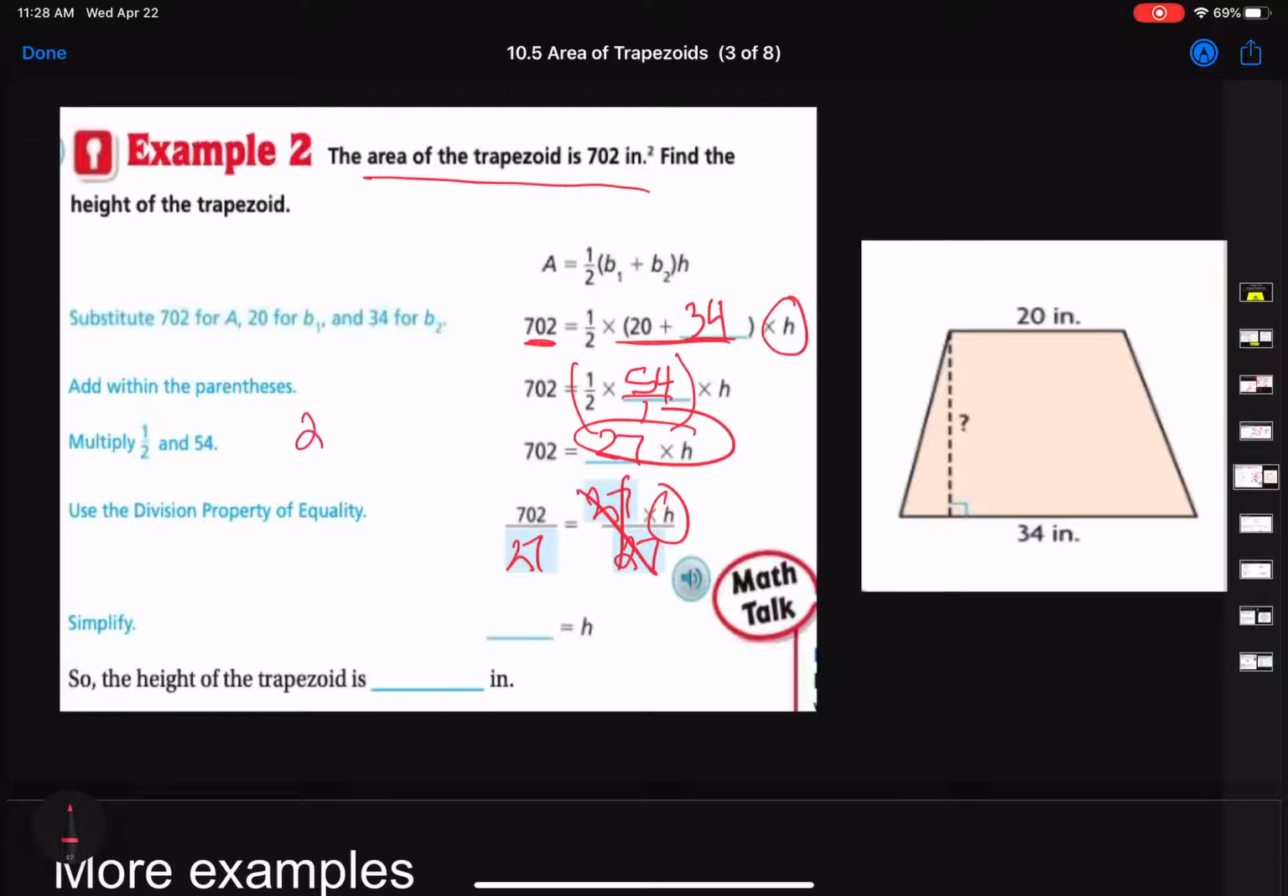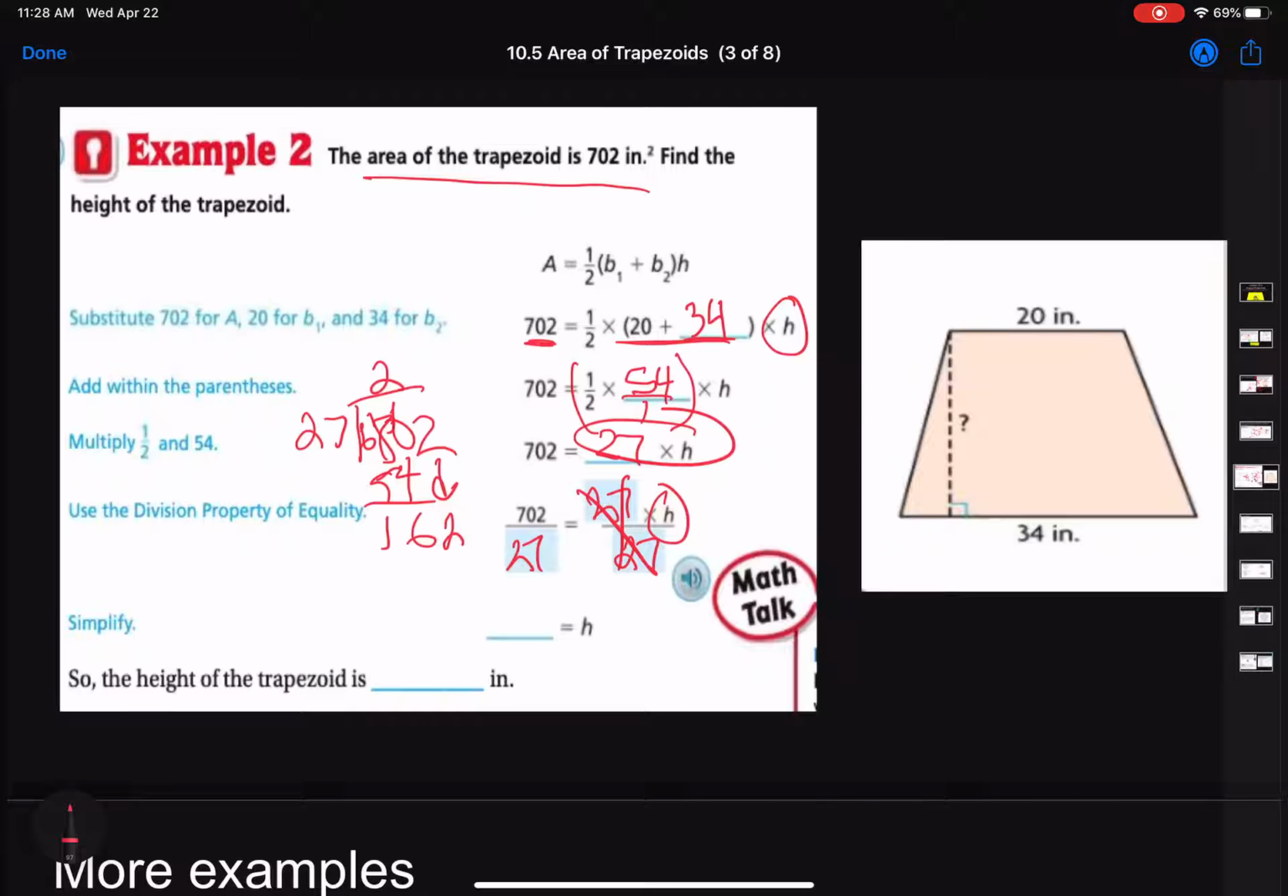Okay, so now 27 into 702. So 27 can go into 70. It's got to be able to go 2 times. It's not going to be able to go more than 2. So let's say, okay, so 54. Then we're going to subtract, get 16, and bring that 2 down.